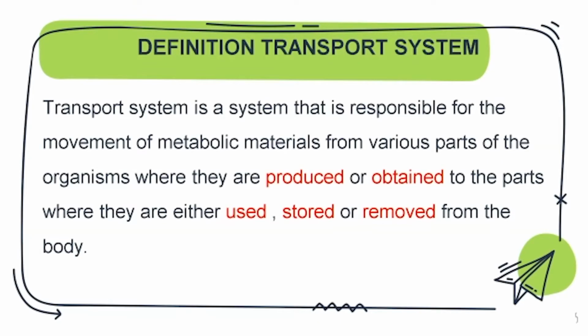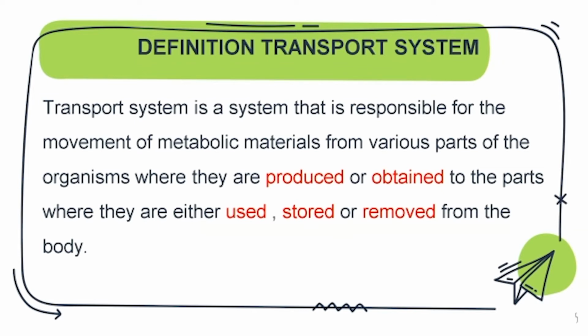What is transport system? When we talk about transport system, it's a system that is responsible for transportation of materials in the body of organisms. Not just like a normal transport that is moving goods or people from one place to another. So also in our body, materials are moved constantly from one point to another, from one part of the body to another, either from where the materials are produced or obtained, to where they are either used, stored, or removed from the body.